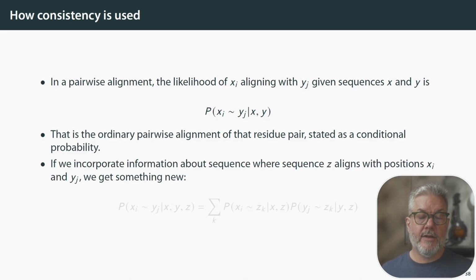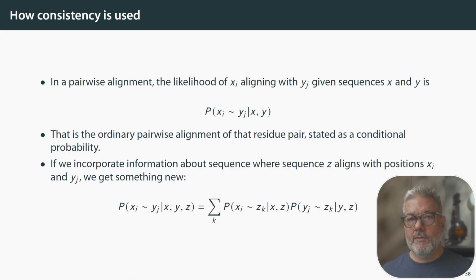But if we're incorporating information about a new sequence, sequence Z, where it aligns with positions X sub I and Y sub J, we're going to get something new. So the thing we get that's new, notice here, when I say conditional probability, there's a probability of these two residues being aligned given what's on the right, X and Y. But now we're adding something to the right, given X, Y, and Z. We haven't changed anything on the left. We're still asking only questions about X sub I being aligned at Y sub J.